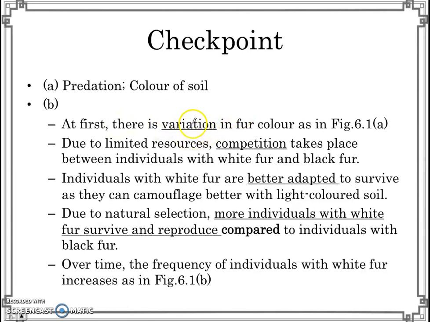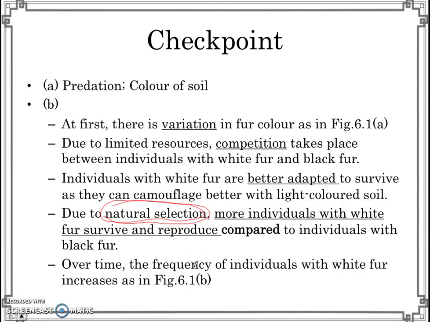So there's variation. There are black and white fur mice. Then there's competition between the black and white fur mice due to limited resources, due to the presence of predators. And then there's natural selection. So individuals with white fur are better adapted because they can camouflage better. So nature selects them due to natural selection. You must always mention natural selection in your answer. So due to natural selection, individuals with white fur will survive better, reproduce better, and pass on more of their genes. And therefore, over time, the frequency of individuals with white fur will increase.